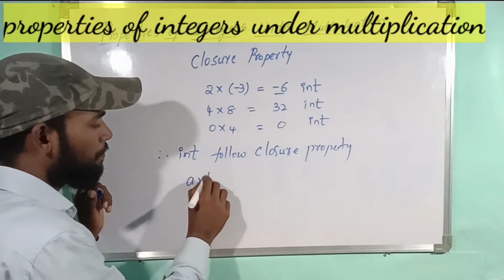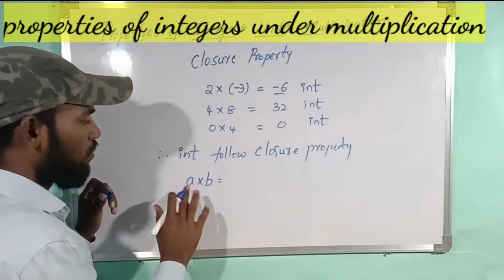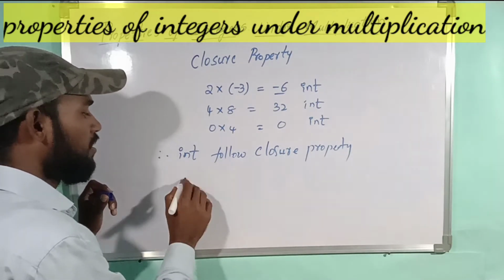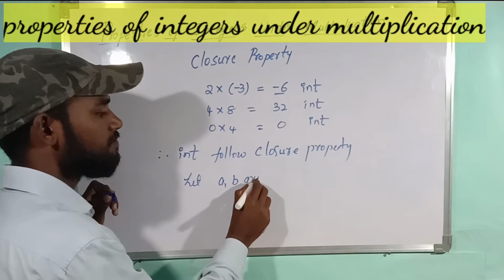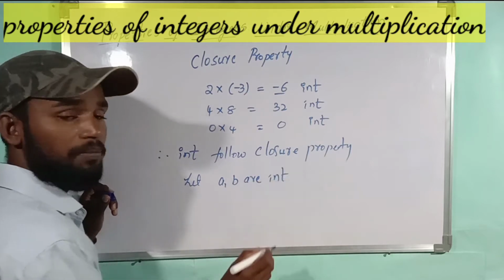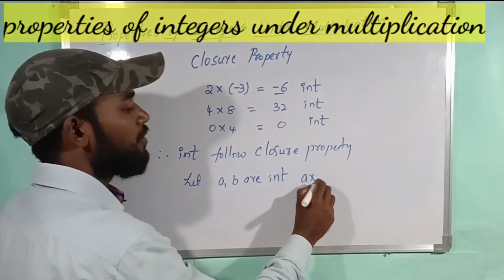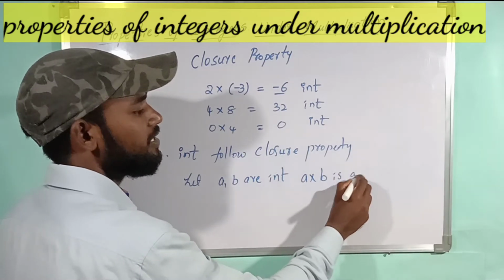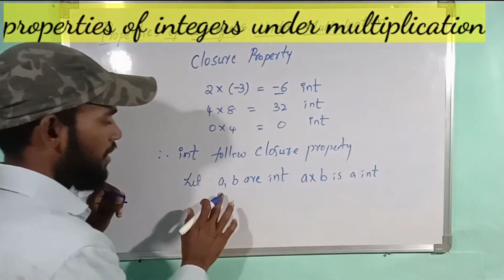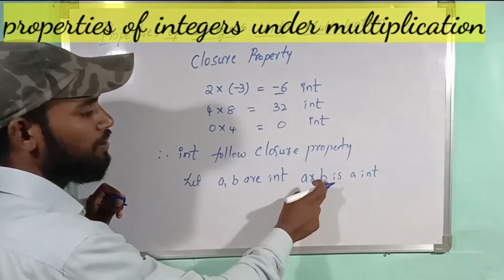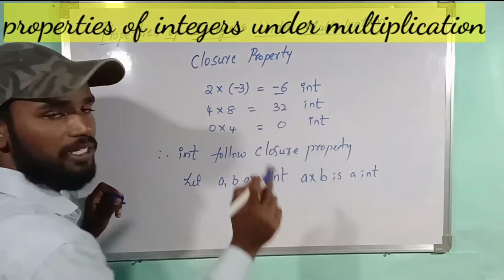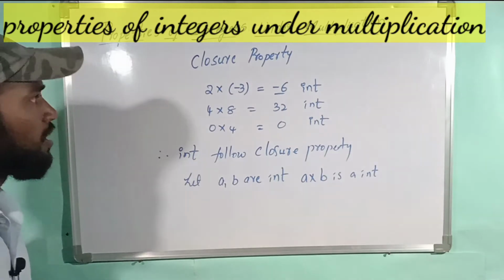Let A, B be integers. Then A into B is also an integer. Here A into B means the product. Your product is also an integer. So this is your closure property.